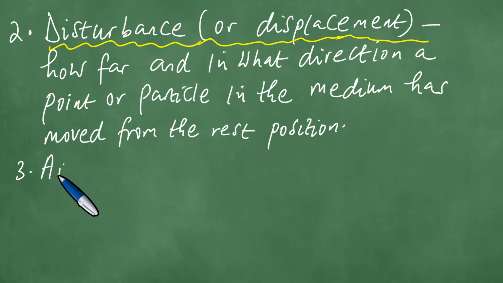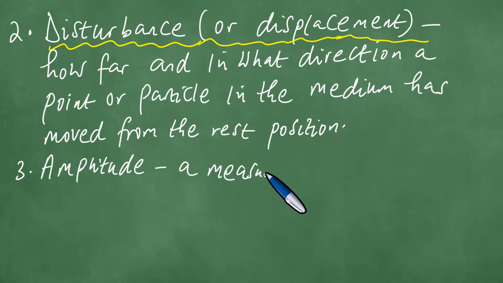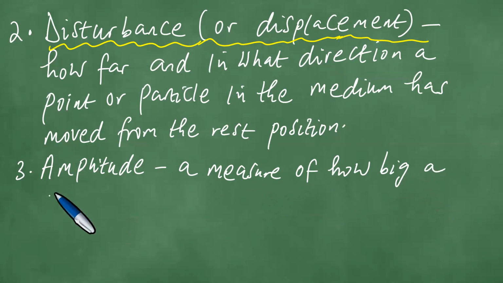Amplitude. What do we mean by amplitude? Have you ever learned about the amplitude? What do you think the amplitude is? The height. The height. Well done. It's the height. I like that. So we define the amplitude as a measure of how big a pulse is.